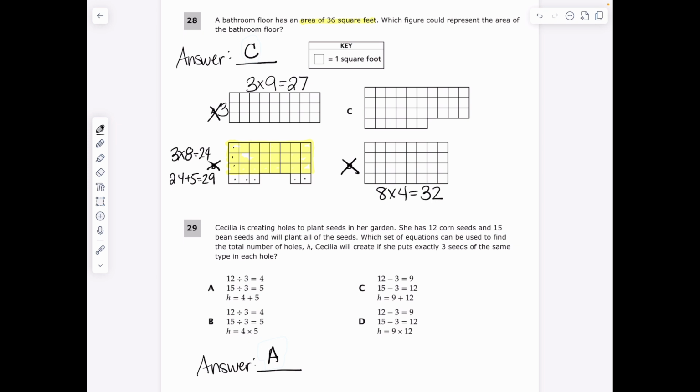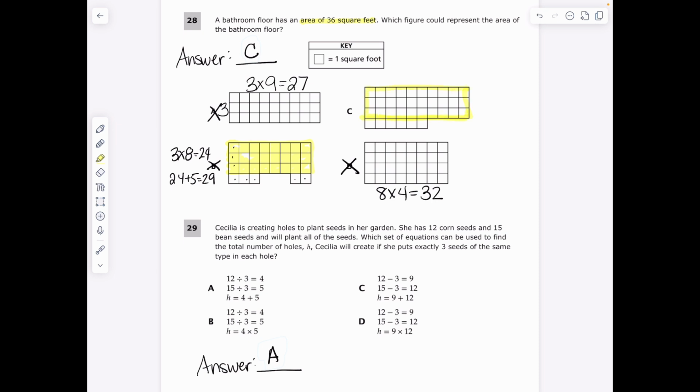So you saw that I just, instead of counting every square, which you can absolutely do, it just takes time, and luckily this test is untimed. But I'm using my multiplication skills to skip some of the counting, since I know I have some even rows here. I have an array. Same thing here with C.